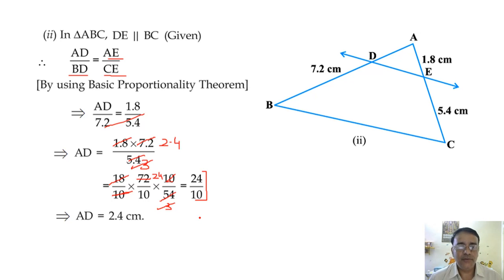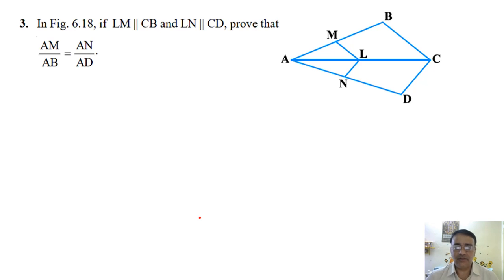Okay. Now we will move towards the next question, which is a very good question. Here two pairs of parallel lines are given, and in this type of question what you have to do is identify the triangle. That pair of parallel lines belongs to which triangle, that you have to identify. So let us start with the first pair, LM parallel to CB. It belongs to which triangle? Triangle ABC. Okay, very good.